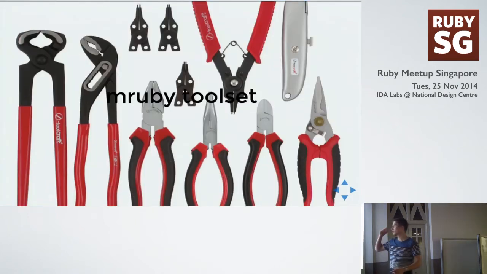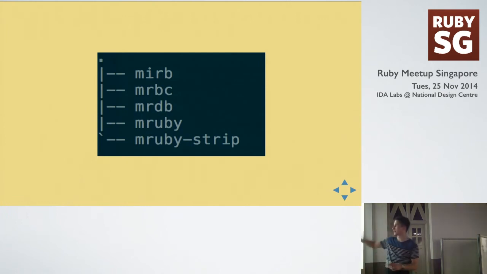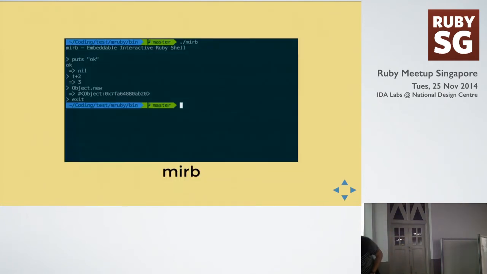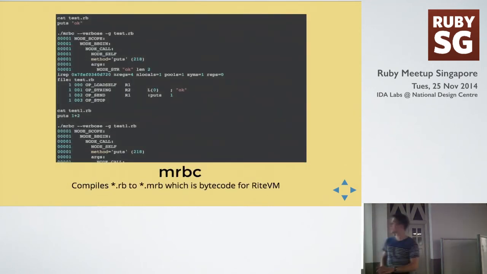Let's start with the mRuby toolset: what we get after installing mRuby and what we can do with it. These are the binaries which mRuby installs: mirb, mrbc, mrdb, mruby, and mruby-strip. Let's talk about each one. mirb is like IRB for mRuby, nothing special, just a simple console. mrbc is the nice one because it lets us compile Ruby code into bytecode.